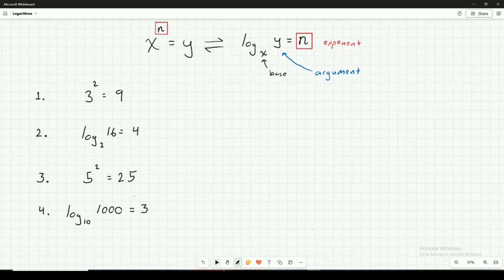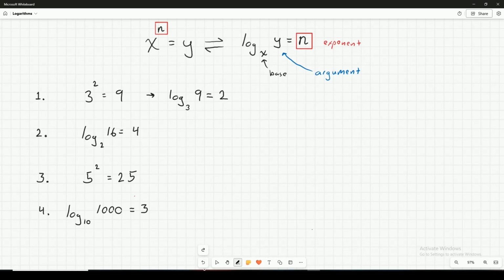So let's turn number 1 into a logarithm. First things first, you write the word log. What's the base going to be? Well, in this case, it's going to be 3. Log base 3. And what's going to be the argument for our logarithm? It's going to be 9. And that's going to equal 2. Just like that. The exponent became the answer.